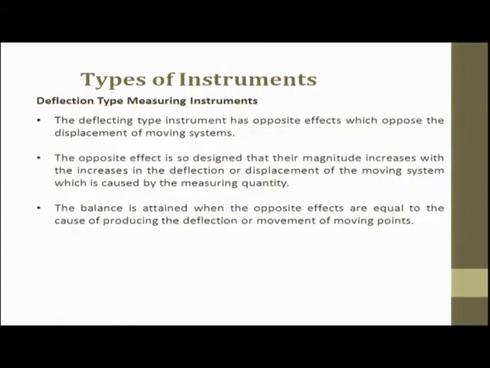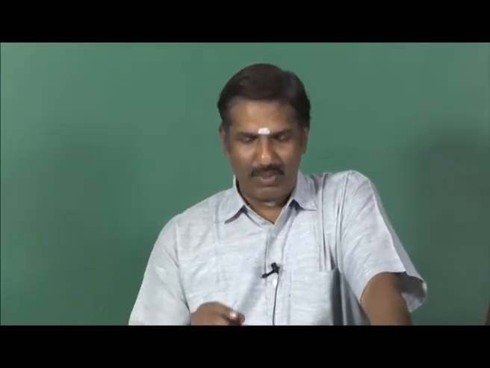The deflection type instruments have an opposing effect which opposes the displacement of a moving system. You can also have instruments like that. Suppose I try to push against a spring and you can now see what is the deflection against the spring. You measure that deflection, that also can be used. This technique also can be used for measuring.